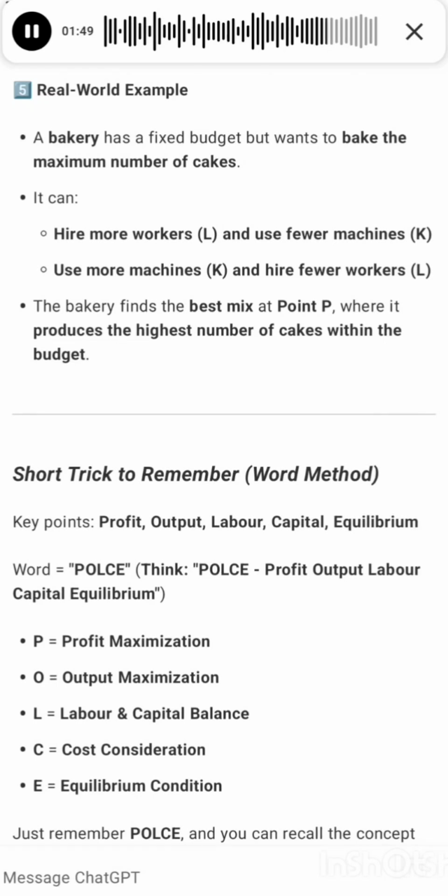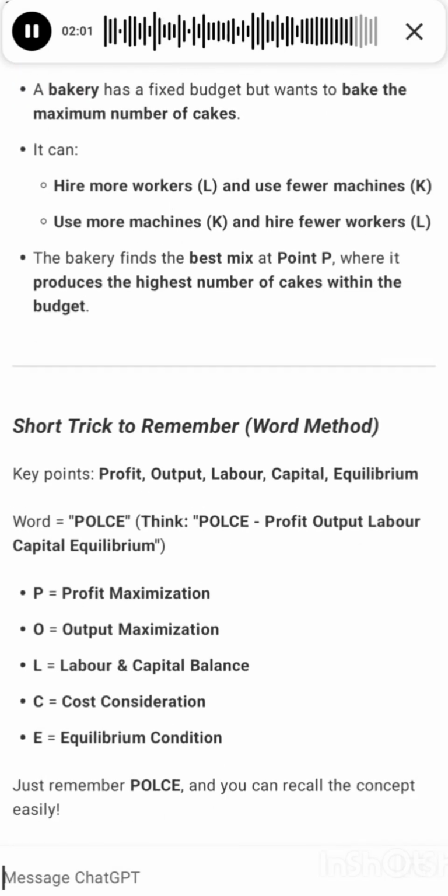Short trick to remember, word method. Key points: profit, output, labor, capital, equilibrium. Word equals PULSE. Think PULSE: profit, output, labor, capital, equilibrium. P equals profit maximization. O equals output maximization. L equals labor and capital balance. C equals cost consideration. E equals equilibrium condition. Just remember PULSE, and you can recall the concept easily.